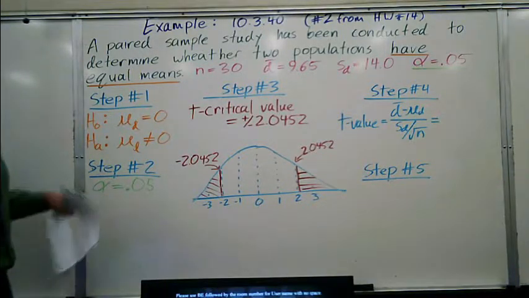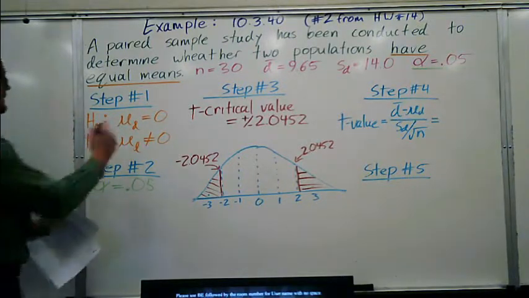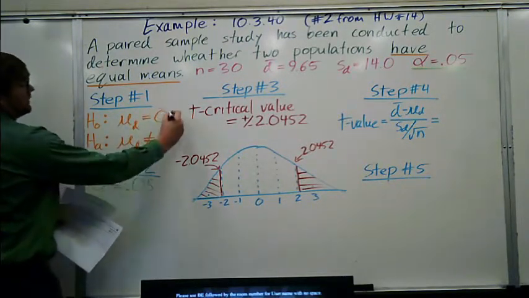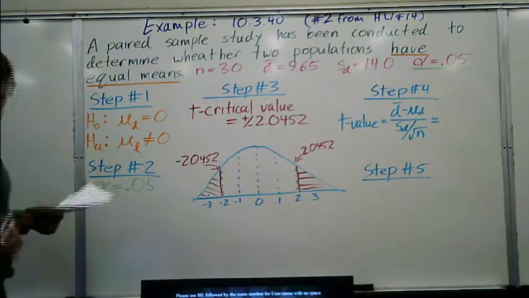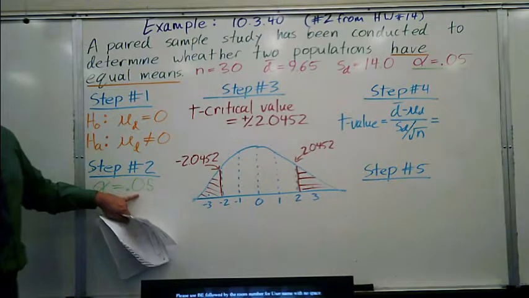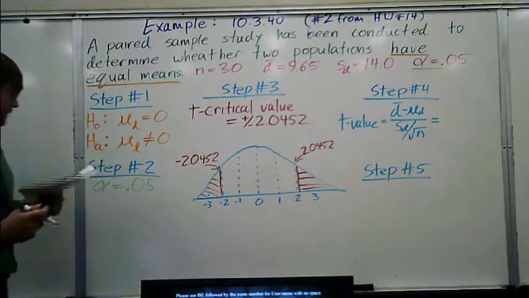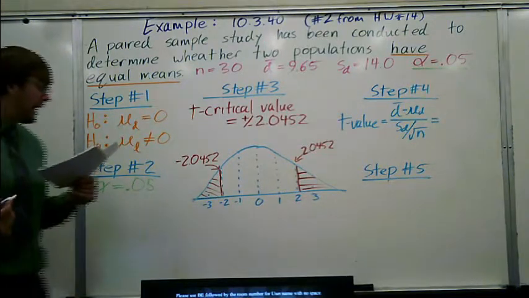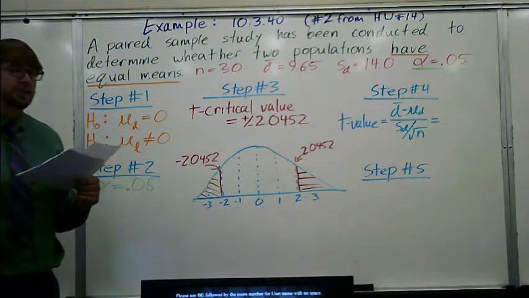If, for example, it said that population 1 was greater than the other, then this might be greater than or equal to 0, that type of situation. Alright, step number 2, of course, we were told the significance level is 0.05 or 5%, so I just identified that. Step number 3, identify your critical value and use this to identify the rejection region.